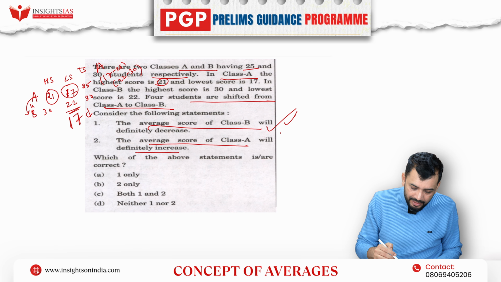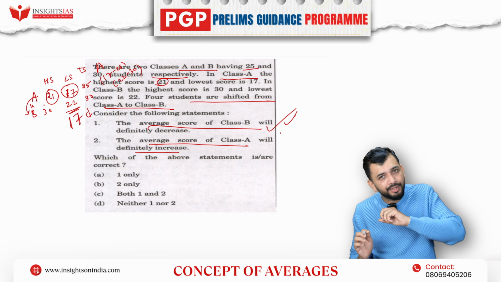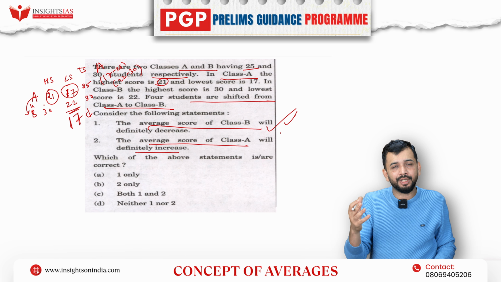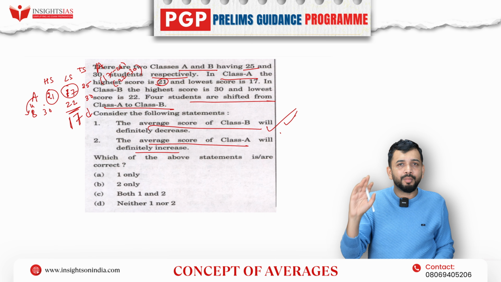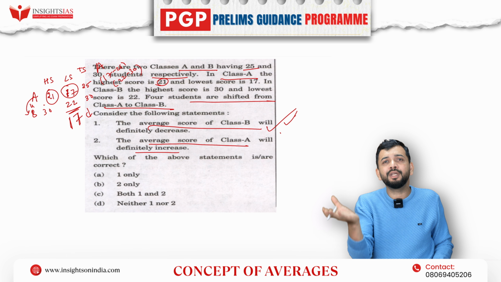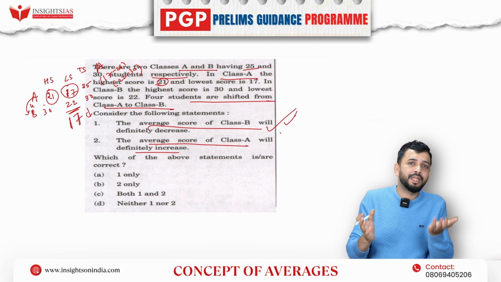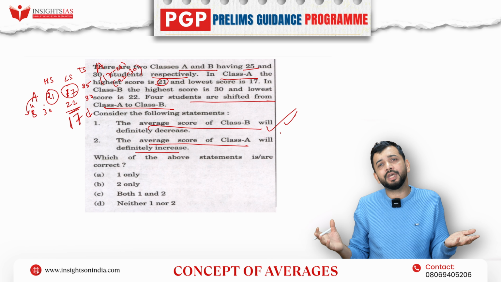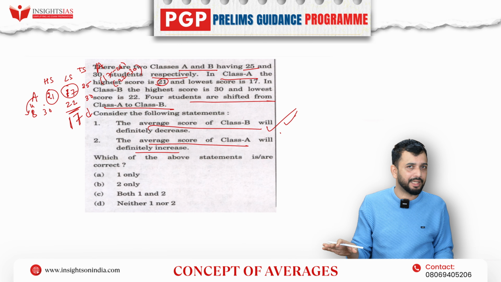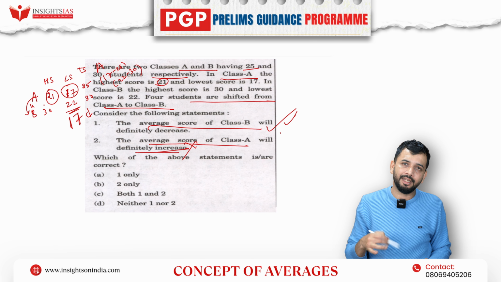So you are saying here that if I am sending the best students, that is the 21 scoring students, it will affect the average of class A because they were high performing students. The overall average of class A will decrease. But if you are sending the 4 worst performing students, that is scoring 17, then what will happen? Their average will increase. So whether the average of class A increases or decreases depends upon who they are sending. If the best scoring, it will decrease. If the worst scoring, it will increase. So definitely increase is not correct. It can increase, it can decrease, depending upon which student.